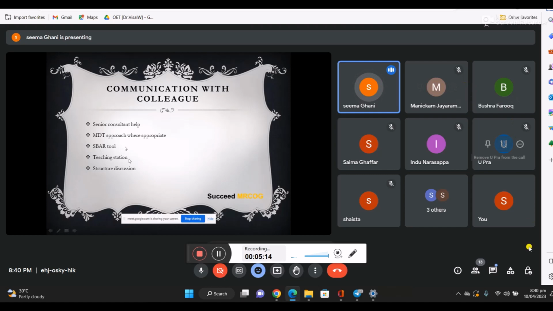In the teaching station, you will encounter a junior colleague who wants to learn something from you. So it should be very friendly, non-judgmental, and you cannot undermine your colleague. And it's very important that in between you reassure your colleague and appreciate your colleague. In a structured discussion, it's a formal thing. Structured discussion with your examiner.